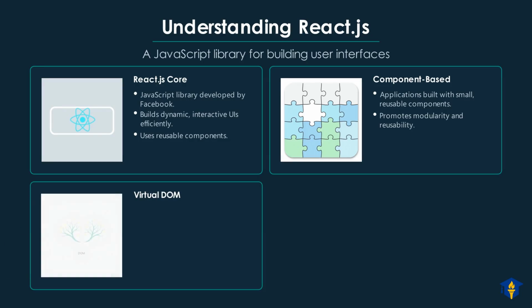Next, let's discuss the virtual DOM, a core concept behind React's performance. The virtual DOM is a lightweight, in-memory representation of the actual document object model. React uses this virtual DOM to update only the necessary parts of the user interface, optimizing performance.